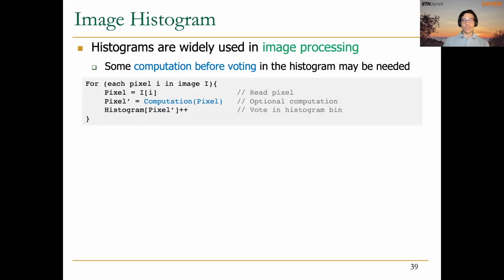So histograms, as I said before, are widely used in image processing. We may want to do some computation before voting, before updating the histogram, but essentially the simple code is something like this. We go to the input image, we read one pixel of the image, we maybe perform some computation, obtain some value, and then with this value, we index the histogram and update the corresponding histogram bin. This will be the image histogram in a sequential manner.